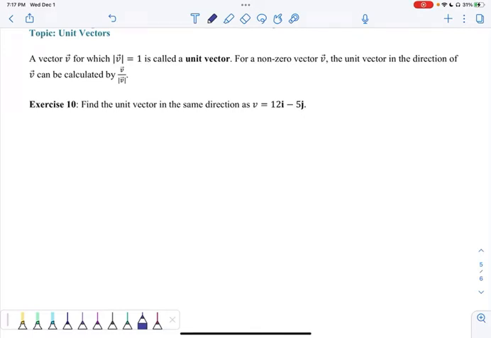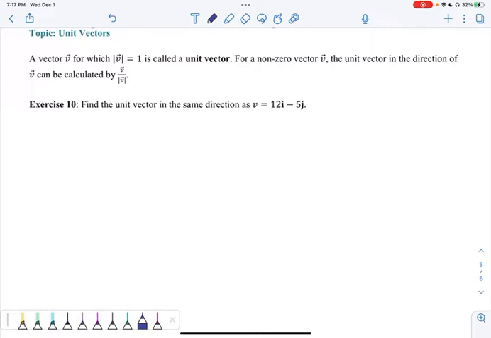A vector v for which the magnitude is 1 is called a unit vector. So the unit is just saying that the length of the vector is 1. So for a non-zero vector v, the unit vector in the direction of v can be calculated by taking the vector v and dividing it by its own magnitude.